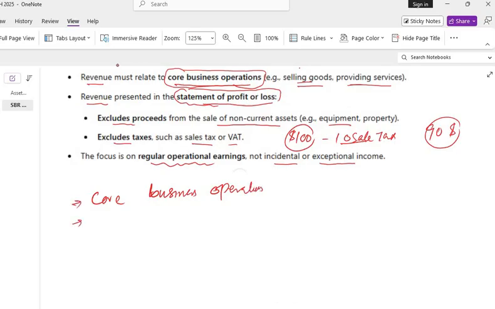And the second thing is that we must ensure that we are not including the sale of non-current assets or equipment, or sales tax. When we do this, we ensure that users of financial statements get a clear view of the business's operational performance. Clear? Now let's move on.